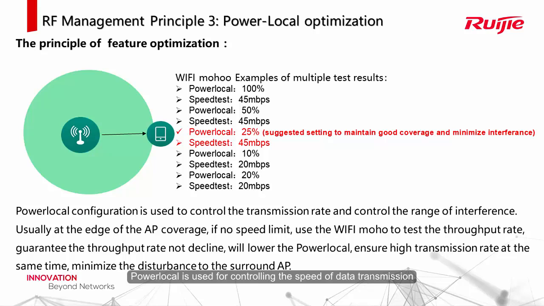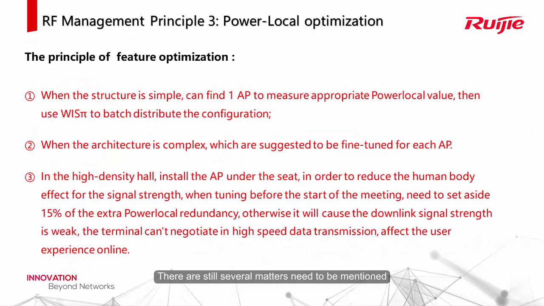Power local is used for controlling the speed of data transmission, usually at the edge of the AP coverage. If there is a low speed limit, use the Wi-Fi module to test the throughput rate. We'll lower the power local, guaranteeing the throughput rate does not decline, ensure a high transmission rate, and at the same time minimize the disturbance to the surrounding APs. There are still several matters that need to be mentioned.